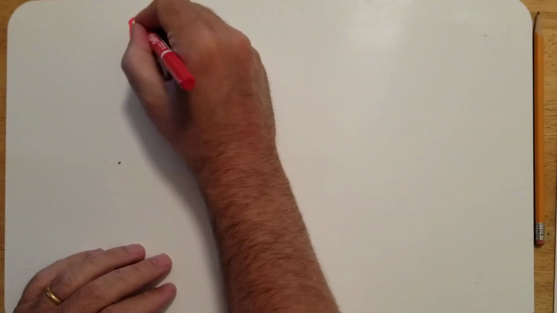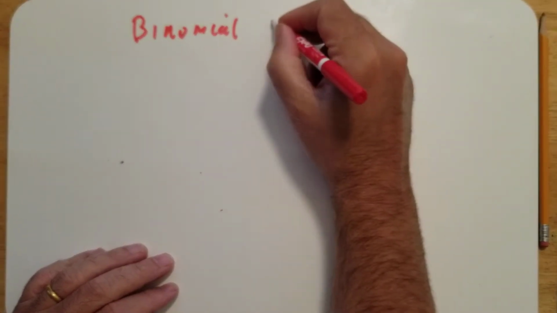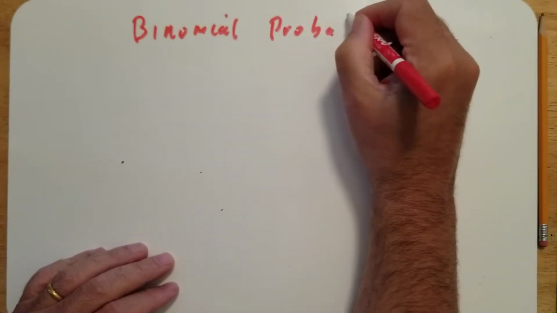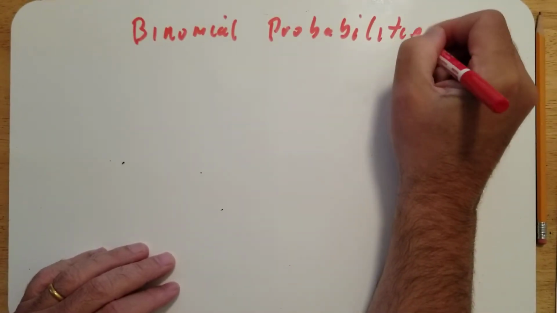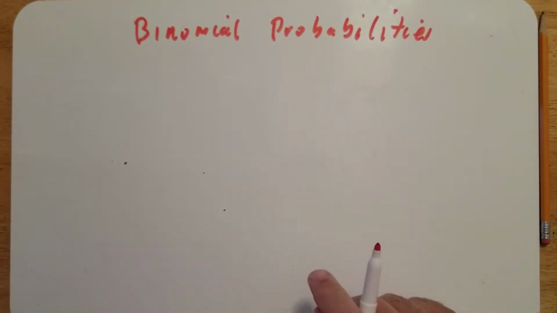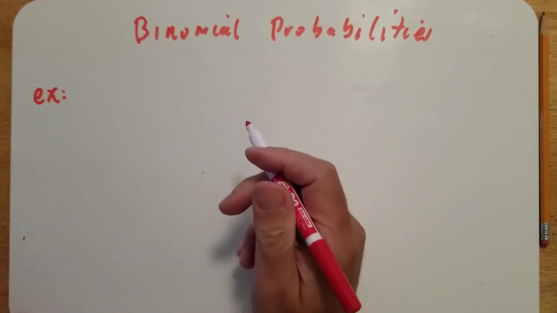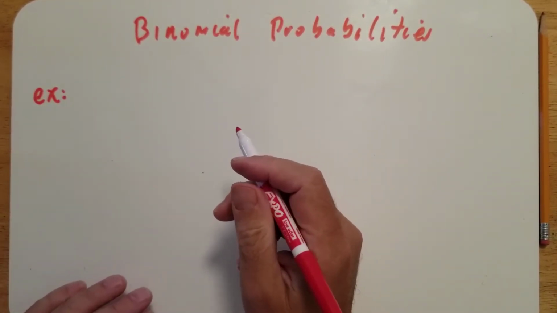Okay, so I want to discuss now how we're going to use the calculator to calculate binomial probabilities. And essentially there's 5 different kinds of questions. I'll go into each one. So for the first example, I discussed in the previous video about flipping coins.